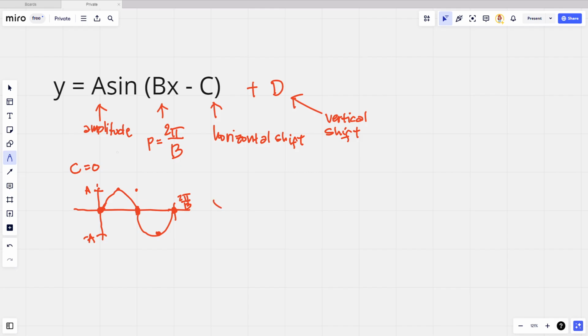So this is now the graph of y is equal to a sine of bx minus c plus d, where c is equal to 0 and d is equal to 0 because it starts at 0, 0. So basically, it's just y is equal to a sine of bx.